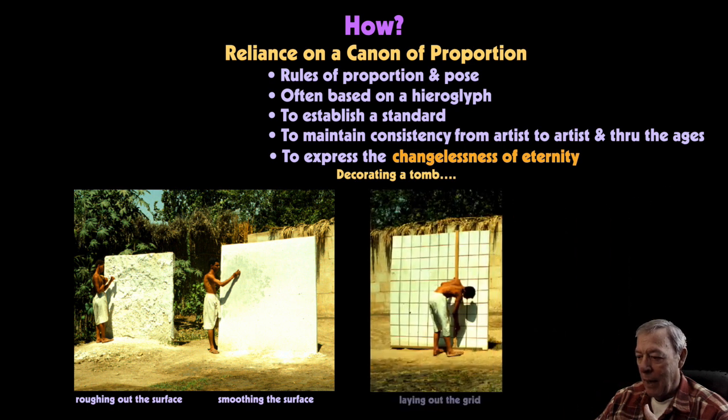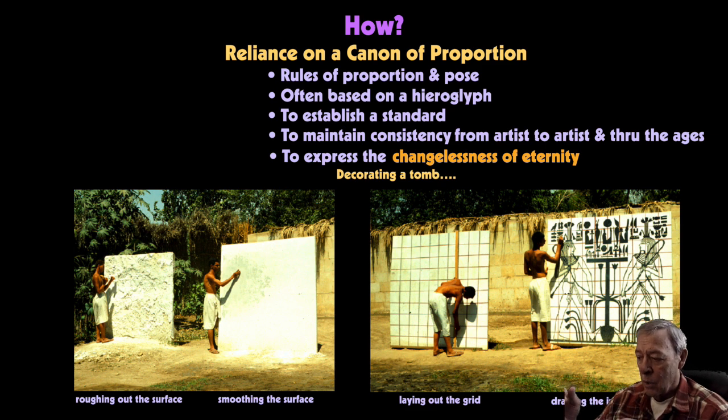Then over here you have, after it's all been smoothed out, the worker that's laying out the grid that's going to control the way the figure looks. And then finally, the artist who is applying the images to that figure according to the rules. Okay? Whatever rule book they had, who knows if they had a rule book, literally, or whether it's just the training that they went through as apprentices. Anyway, drawing the images.